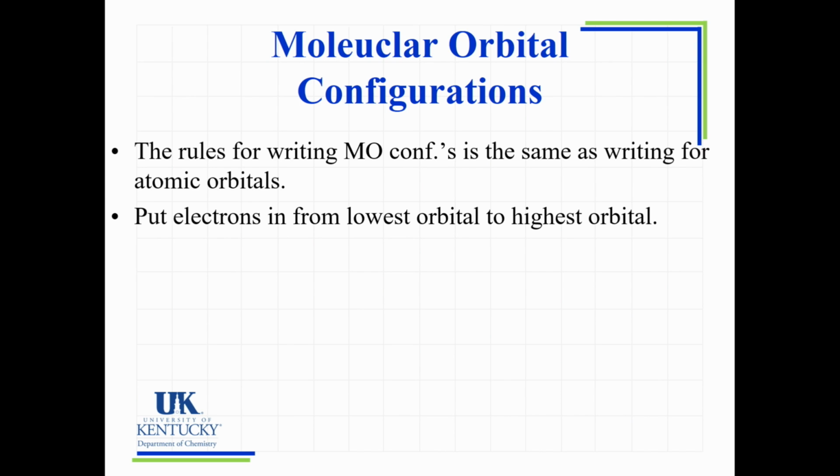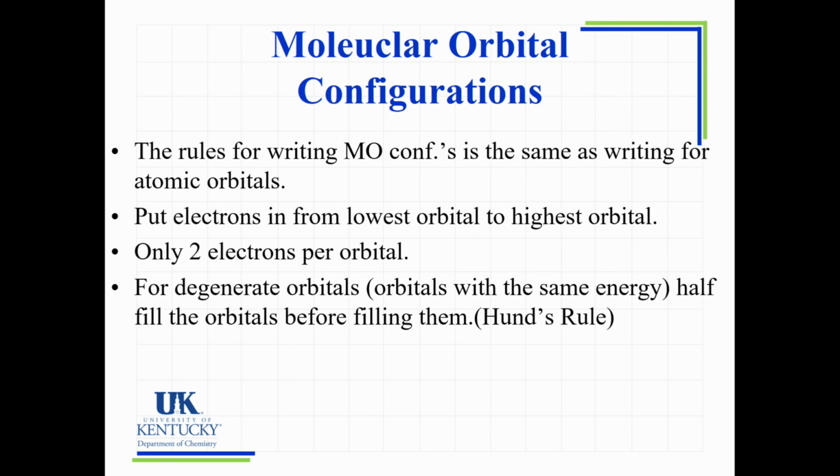You go from lowest energy to highest energy, only 2 electrons per orbital. If they're degenerate, remember what that means? They have the same energy, then you half fill before you go back and fill. That was Hund's rule. We're following all the rules that we knew of before.